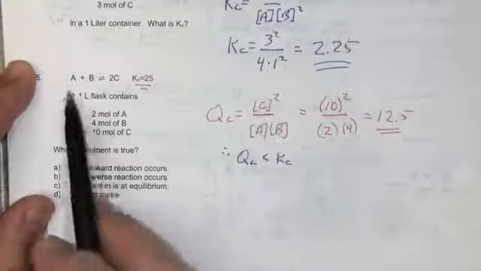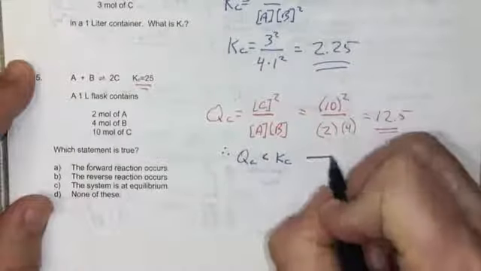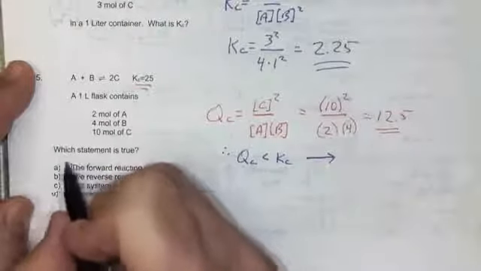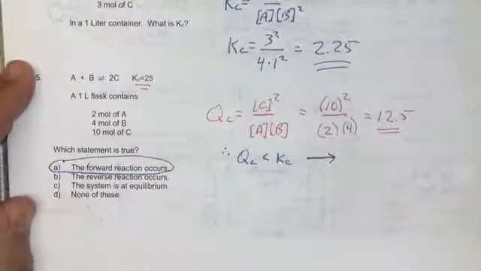The numerator is the products. I need more products and fewer reactants. And so this is going to go in a forward direction. And the correct answer to this question is choice A. The forward reaction predominates. The forward reaction occurs.